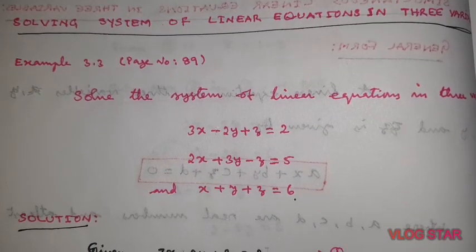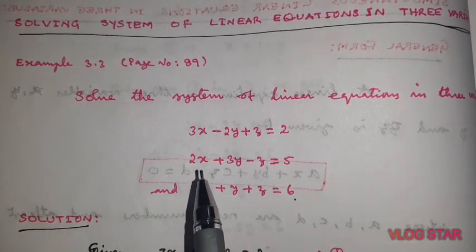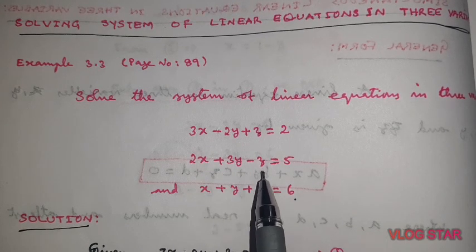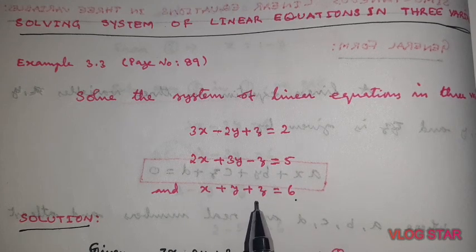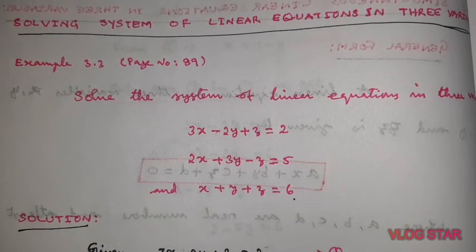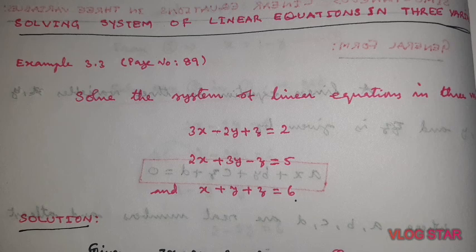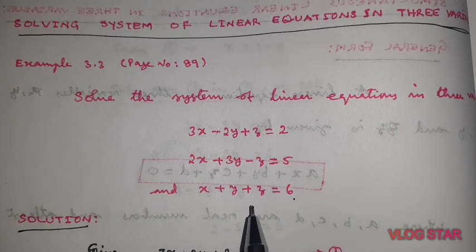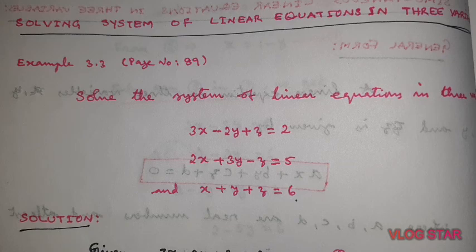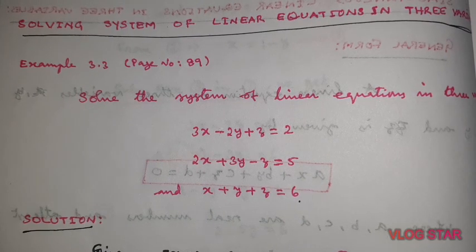Solve the system of linear equations in three variables: 3x minus 2y plus z is equal to 2, 2x plus 3y minus z is equal to 5 and x plus y plus z is equal to 6. So we have to solve by eliminating any one variable. We have to know how we can eliminate one variable among three, that is x, y, z. You have to eliminate any one variable, either x or y or z. So now we see how we can solve this.